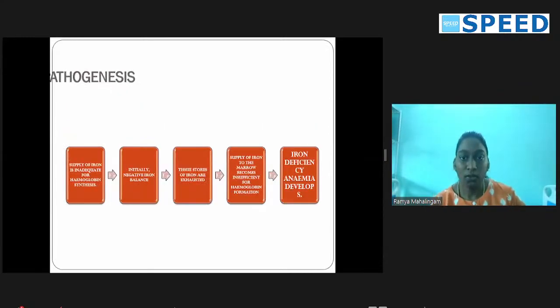Now the pathophysiology. If there is no iron intake, the production of hemoglobin is going to be improper, and the tissues will go on exhausting all the storage iron. The iron stored in the form of ferritin in the body is going to be exhausted when there is not enough iron needed for the production of hemoglobin. In that case, we would experience iron deficiency anemia.